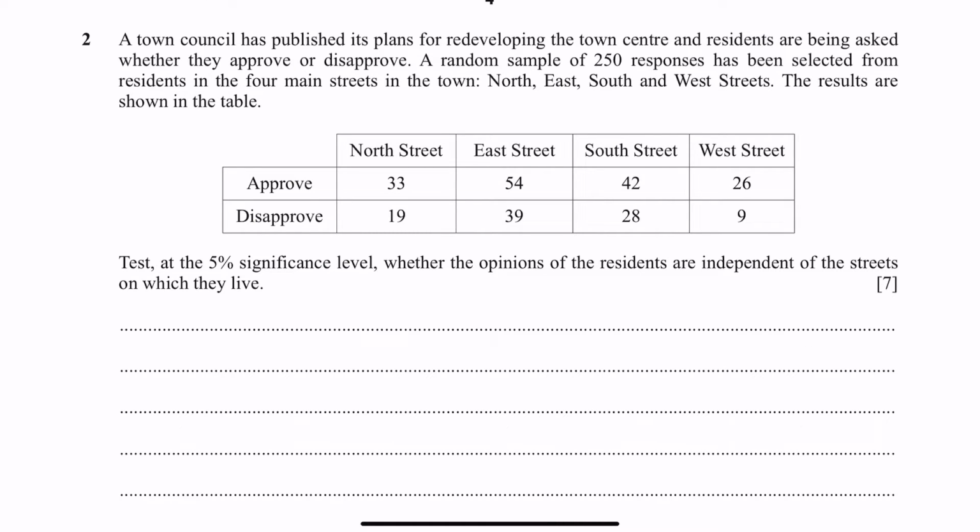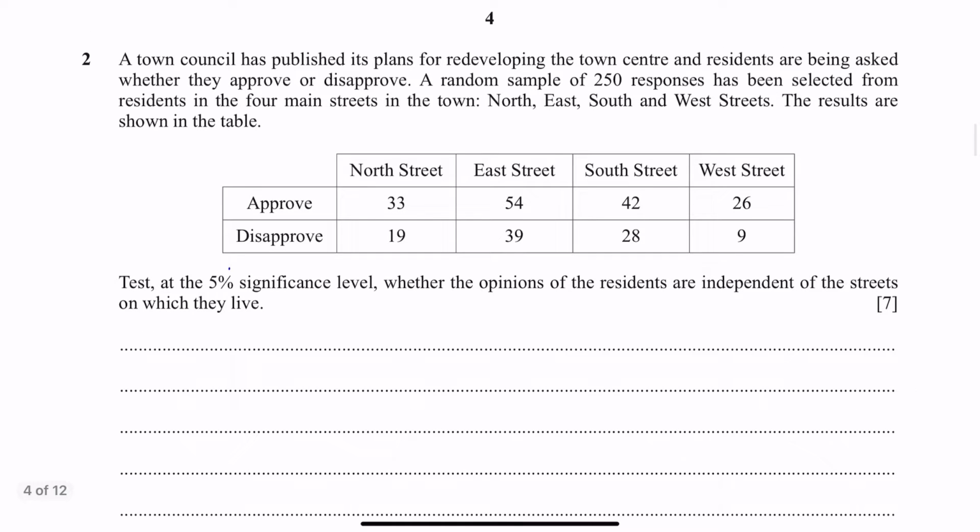Question 2. A town council has published its plans for redeveloping the town centre, and residents are being asked whether they approve or disapprove. A random sample of 250 responses have been selected from residents in the 4 main streets in the town: north, east, south, and west. Thus, at the 5% significance level, test whether the opinions of residents are independent of the streets where they live.